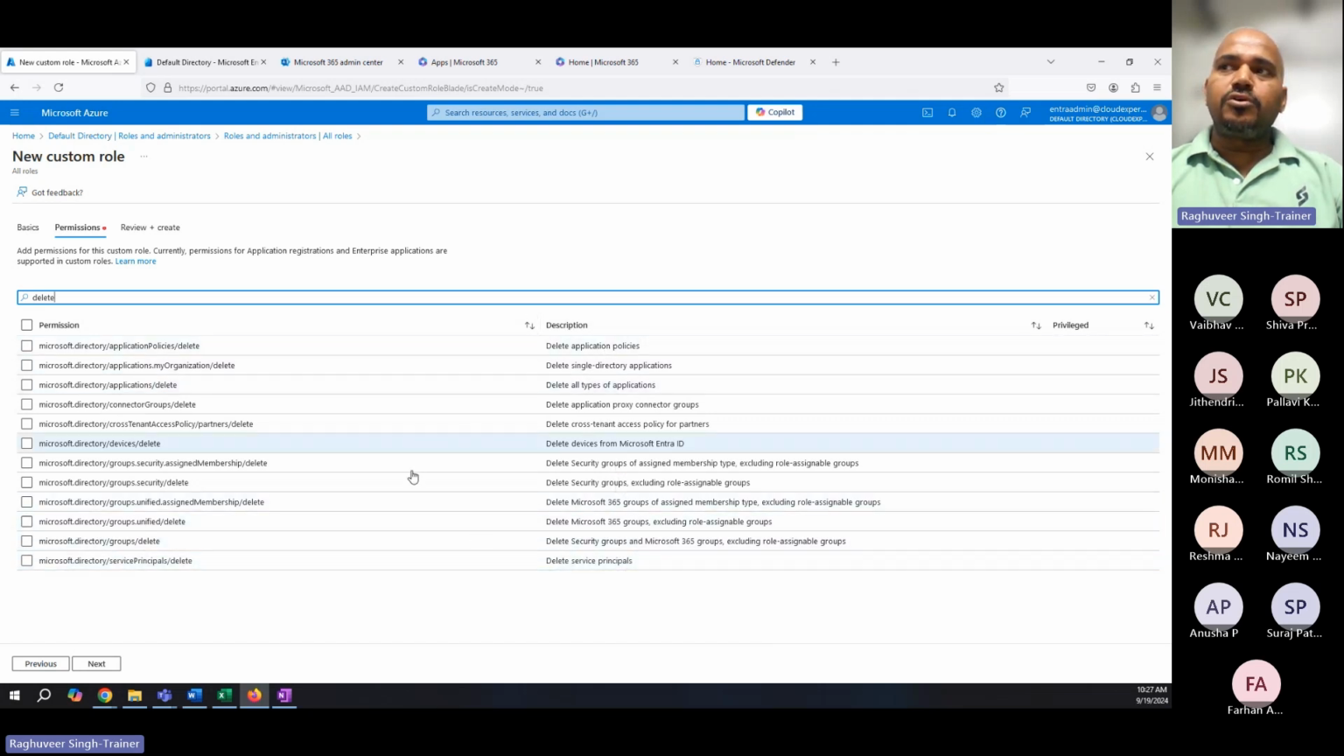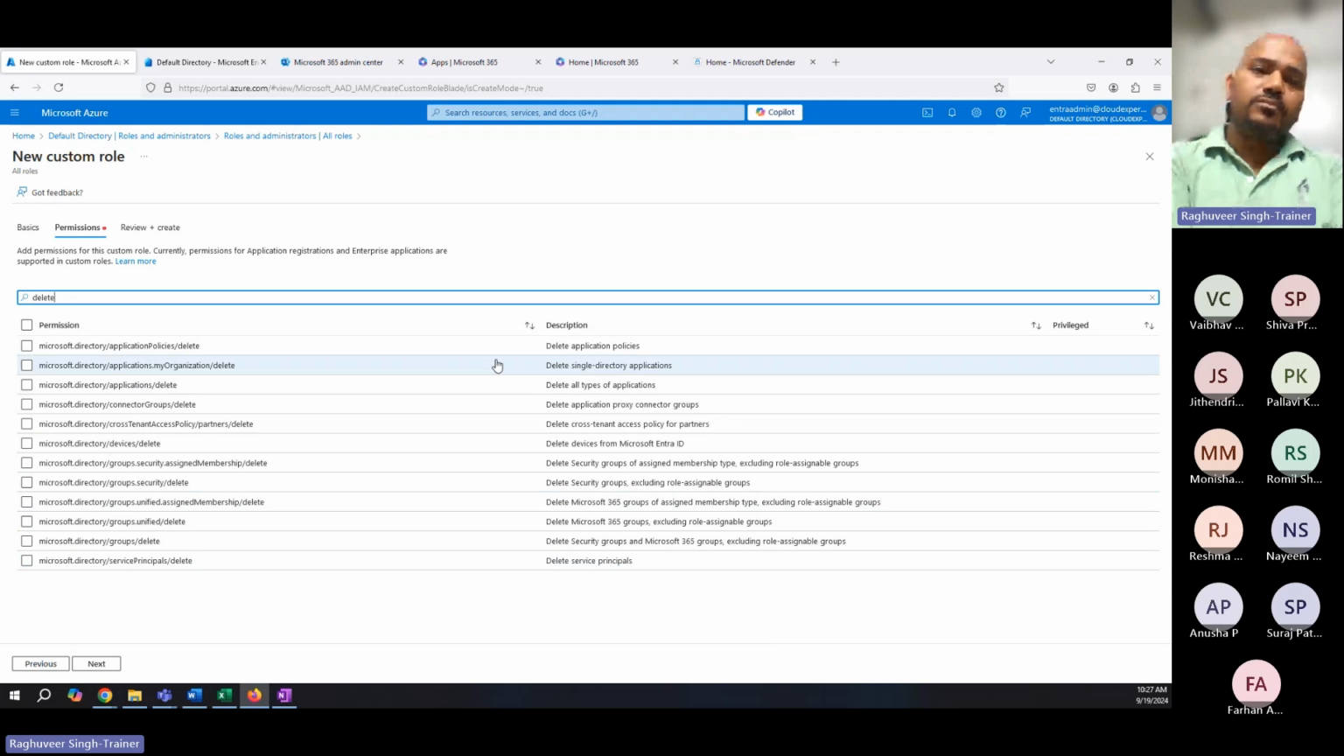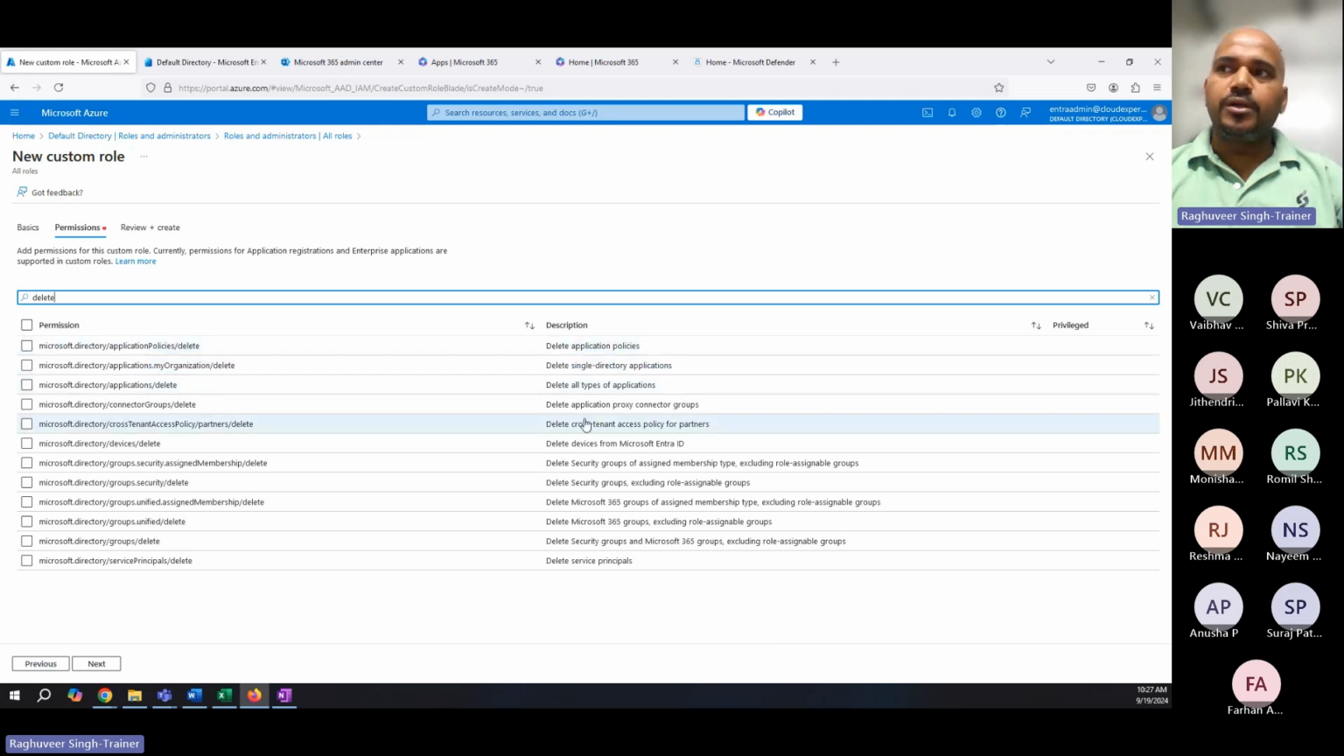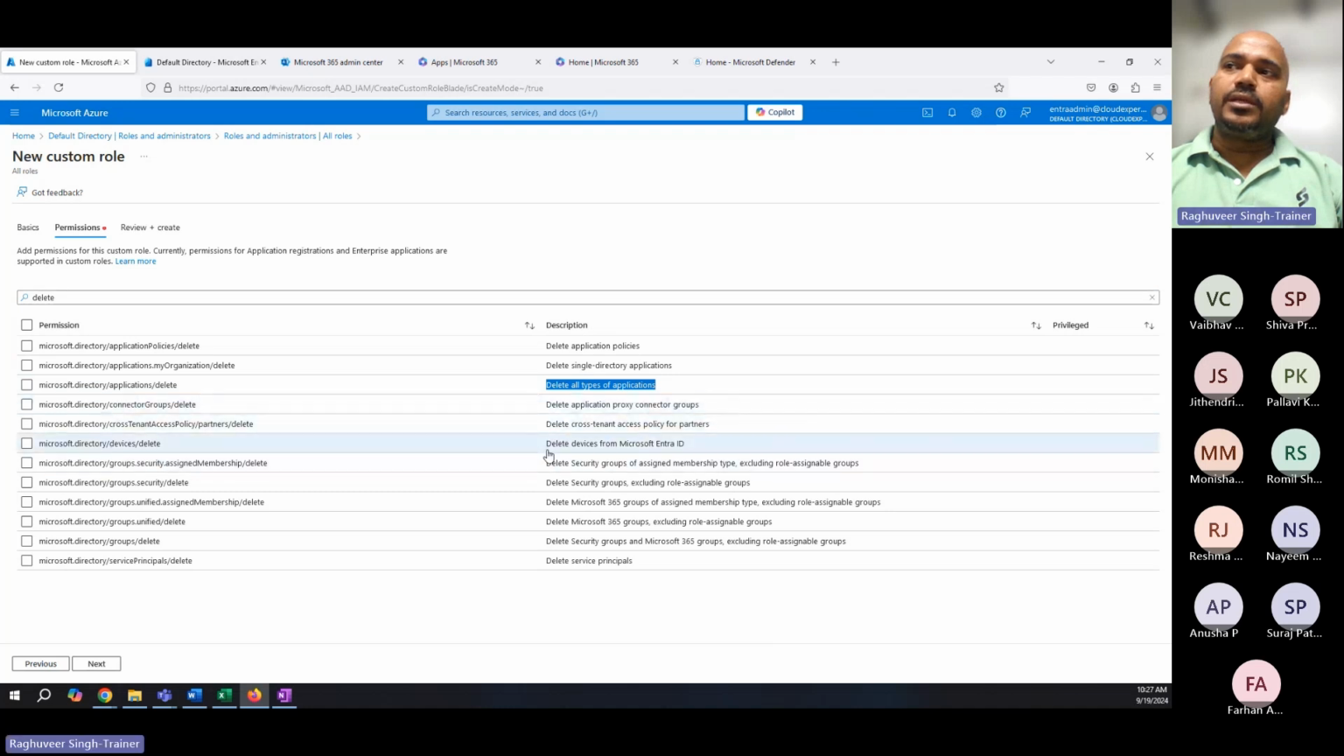So if this is your requirement wherein you want some custom capabilities, you can just select. For example, I've selected some create and manage capability. I also want some capabilities related to delete. For example, delete all types of applications, right? Delete devices from Microsoft Entra ID, delete cross-tenant resources, delete security groups and Microsoft 365 groups, excluding role-assigned groups. So you can see all delete capabilities.